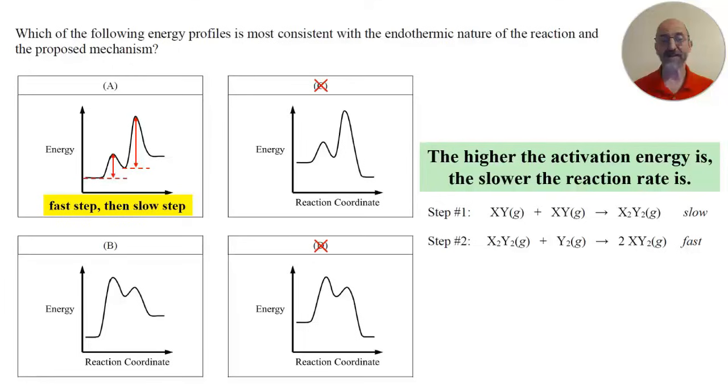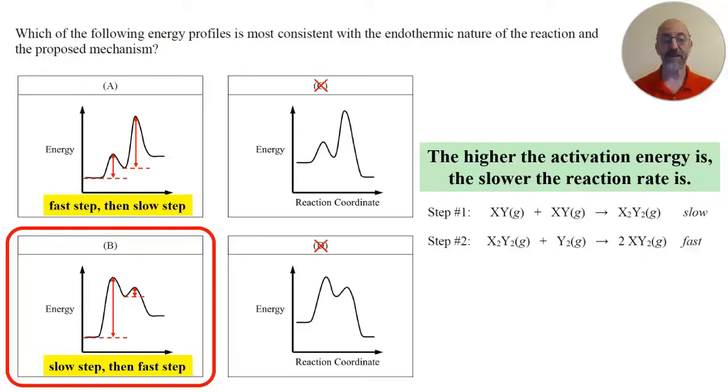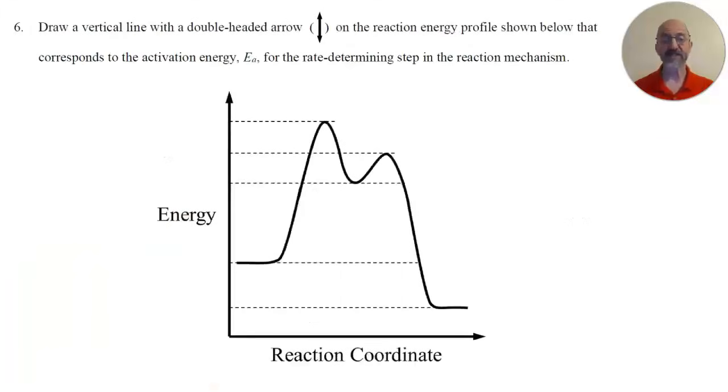So the correct answer is not going to be choice A because we're looking for step 1 is slow and step 2 is fast. So looking at choice B, we can see big hill followed by small hill. So large activation energy followed by small activation energy. So that would be a slow step and then a fast step. So step 1 is slow, step 2 is fast. Therefore, that makes choice B the correct energy profile that is not only consistent with the endothermic nature of the reaction, but it also addresses the fact that step 1 is slow and step 2 is fast. All right, well, that's the answer to question 5. Now let's take a look at question 6.